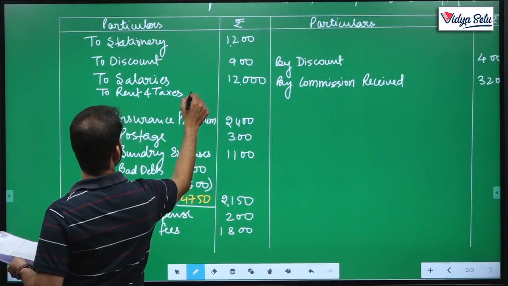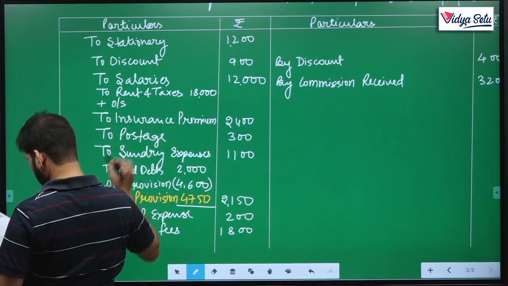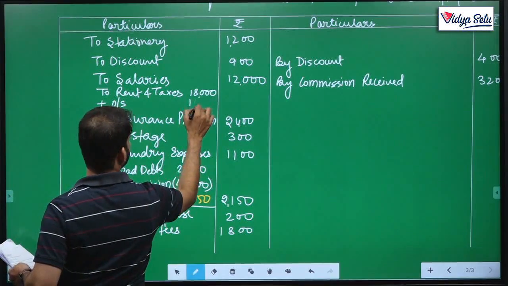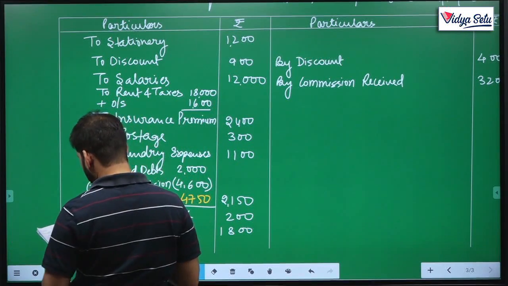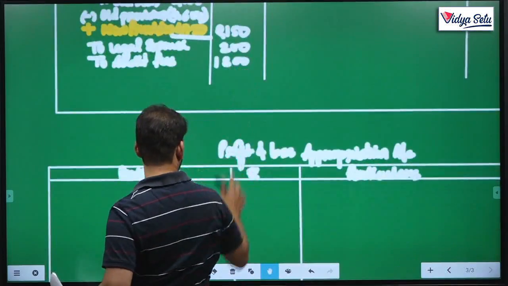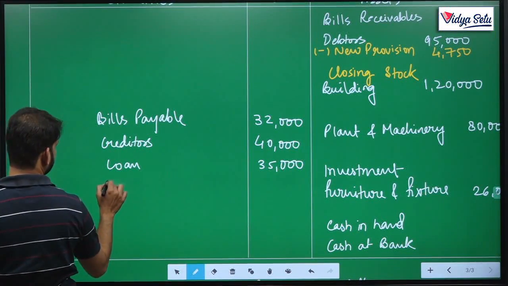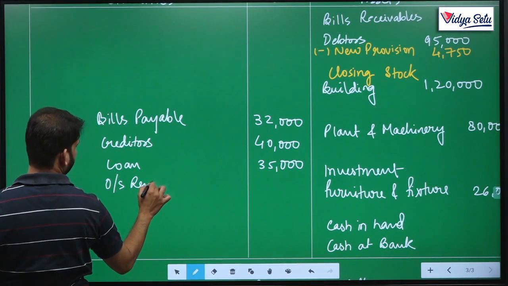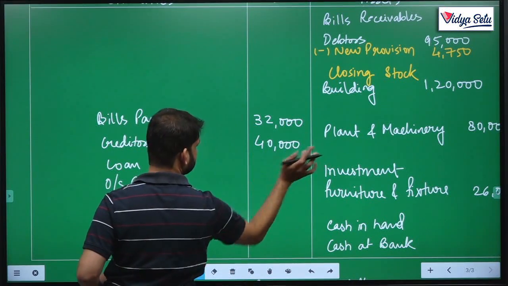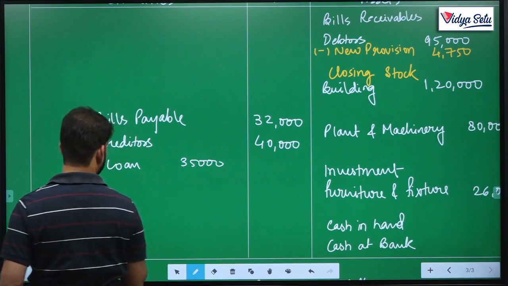Rent and taxes amount is 18,000 plus the outstanding amount given in the question, rupees 1600. So this comes to 19,600. Now, this will also go to our liability side. In fact, this loan will also have an adjustment. How much was it? 35,000.